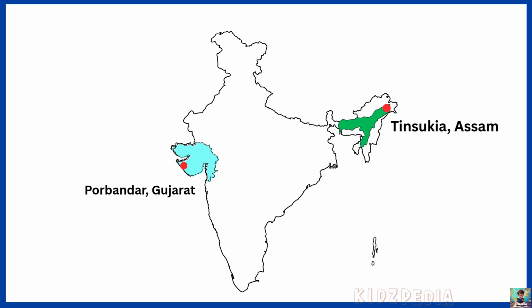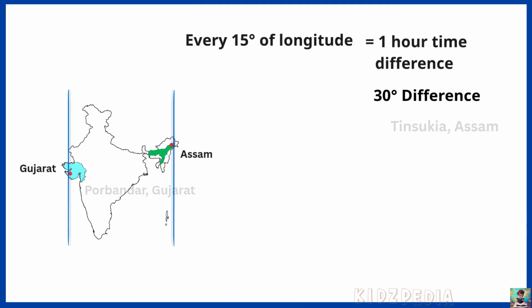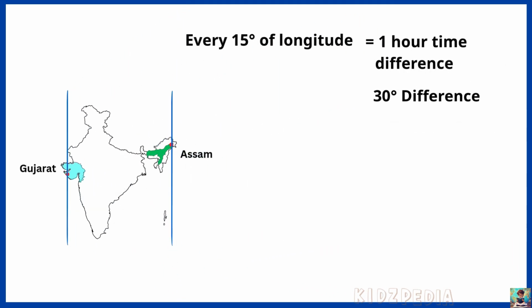We have already learned that every 15 degree of longitude equals 1 hour time difference. Here, it is given that the difference between Porbandar and Tinsukia is 30 degree. So, we have to divide 30 degree by 15 degree, which is equal to 2. So, Tinsukia is 2 hours ahead of Porbandar.